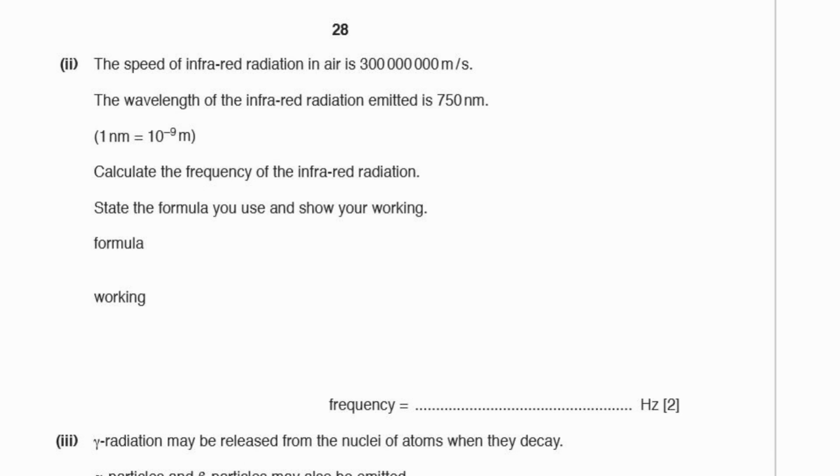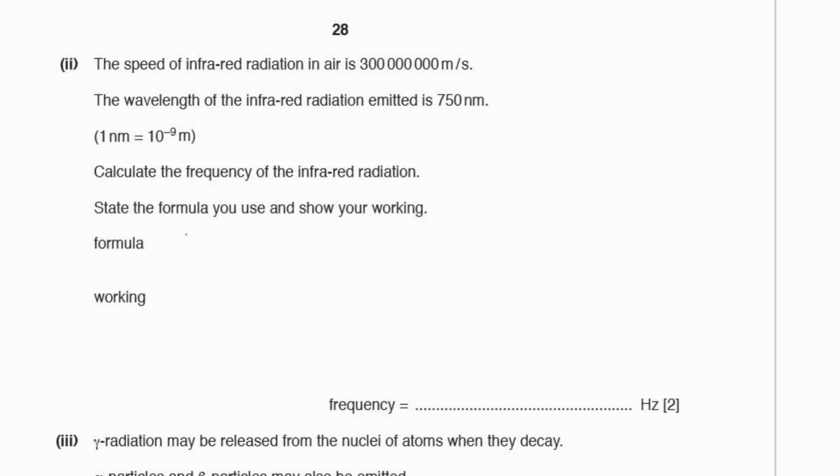2. The speed of infrared radiation in air is 3 times 10 to the 8 meters per second, 300 million meters a second. The wavelength of the infrared radiation emitted is 750 nanometers. Calculate the frequency of the infrared radiation, state the formula you use, and show your working. Okay.